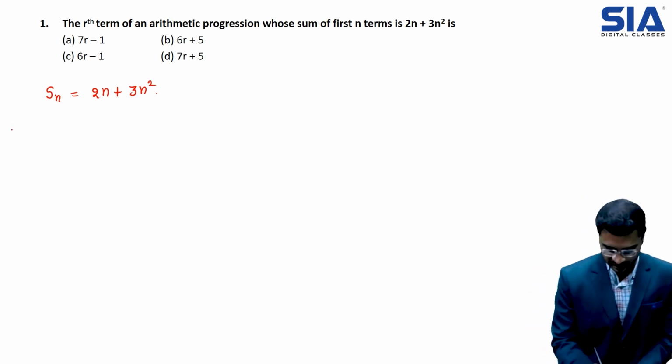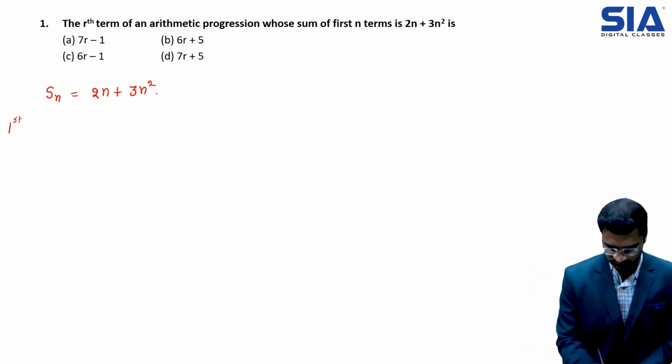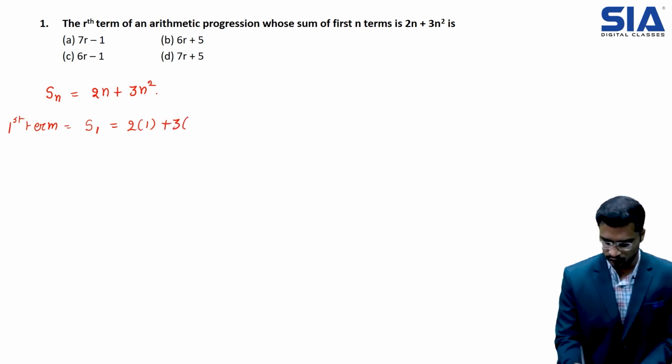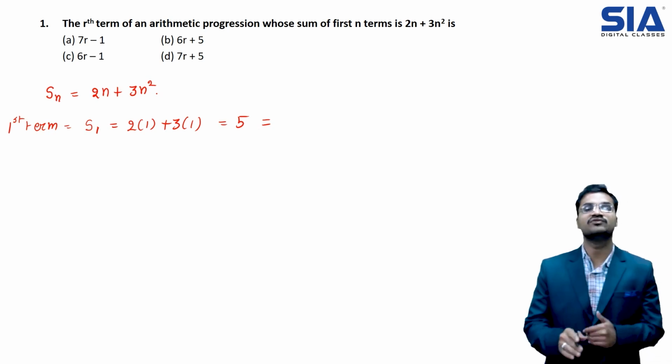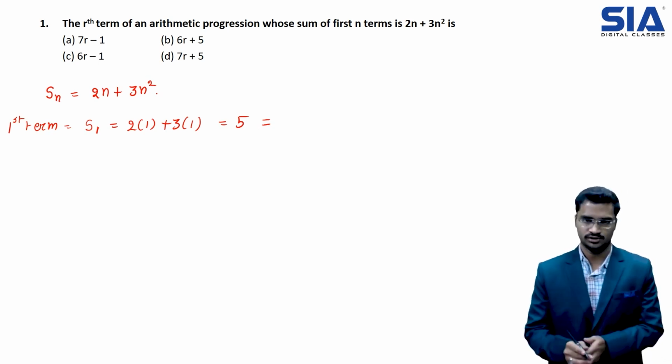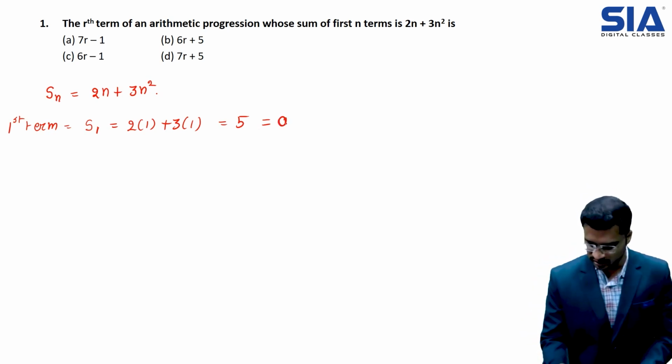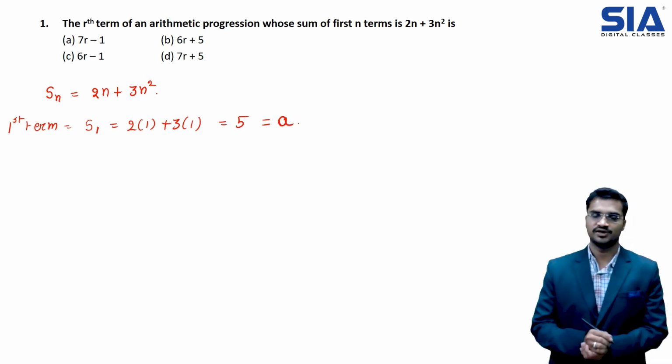Now let us take the n value as 1. So if I have one term, so our first term, the sum will be what? Yes, 2 into 1 plus 3 into 1 square. So 2 plus 3 is 5. Or I can say this is the first term of our arithmetic progression. So here the value of a is what? The first term. So the value of a is 5.